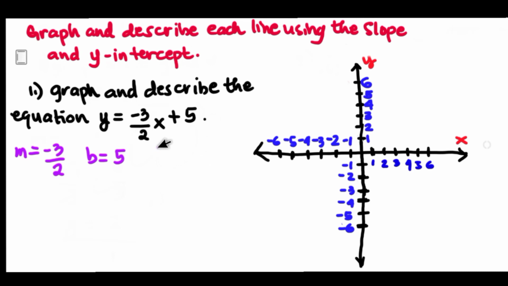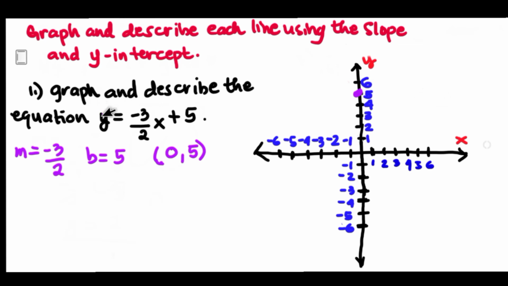So, at this point, to get the y-intercept, let x be equal to 0. So this becomes 0, therefore y is equal to 5. So the point is 0, 5. So where is 0, 5 on our graph? It's here.